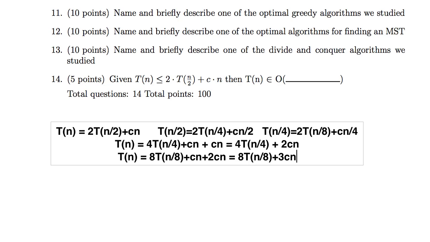Does this make sense? Eventually, n divided by whatever is going to be 1, and T of 1 is a constant, c. So how many times did I add cn? Not n, log n. I went n, then n over 2, n over 4, n over 8, n over 16. How many times? Log base 2 of n. So what's the total running time of this thing?